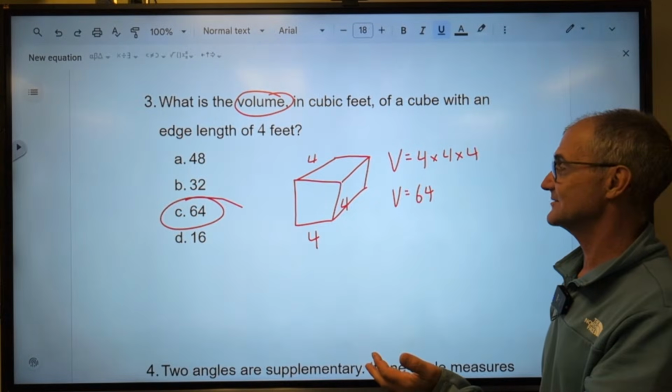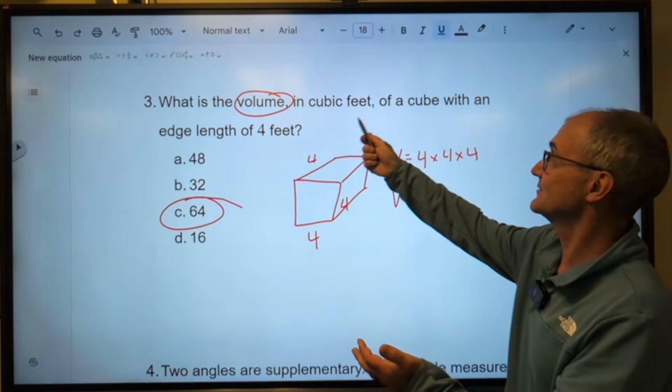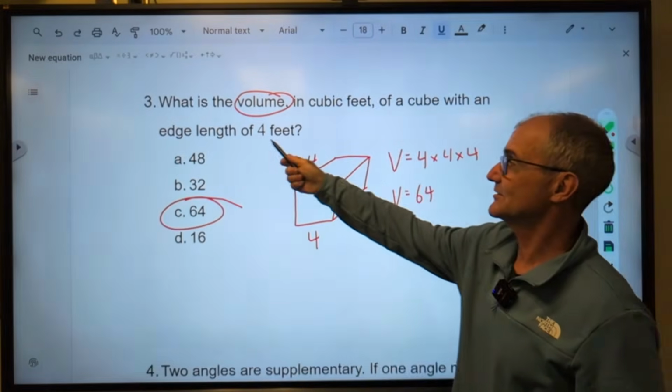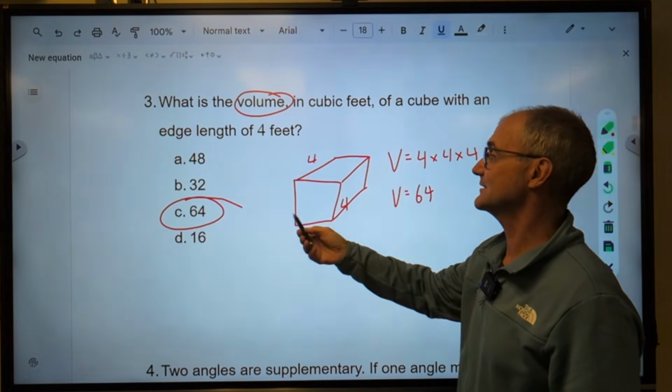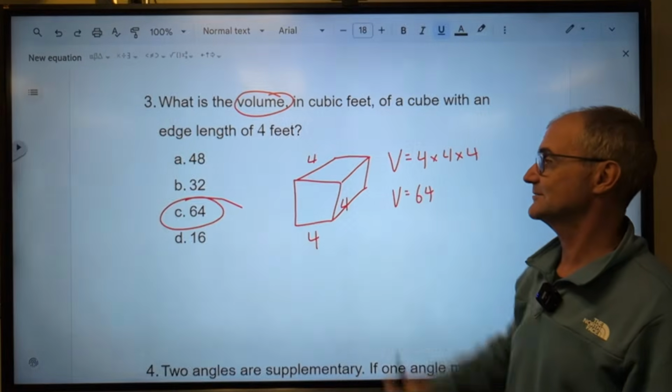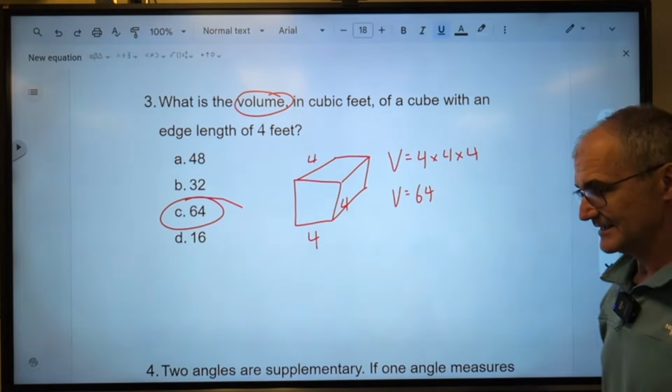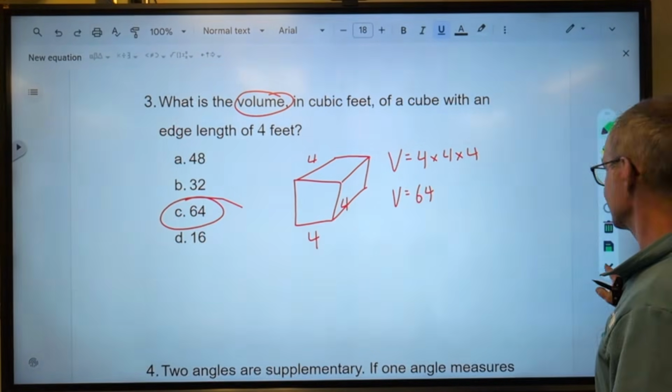Step 5, check your work. What is the volume in cubic feet of a cube with the length 4 feet? My units work, and I can see it's 4 times 4 times 4. Okay. Hopefully I gave you long enough to do that one.